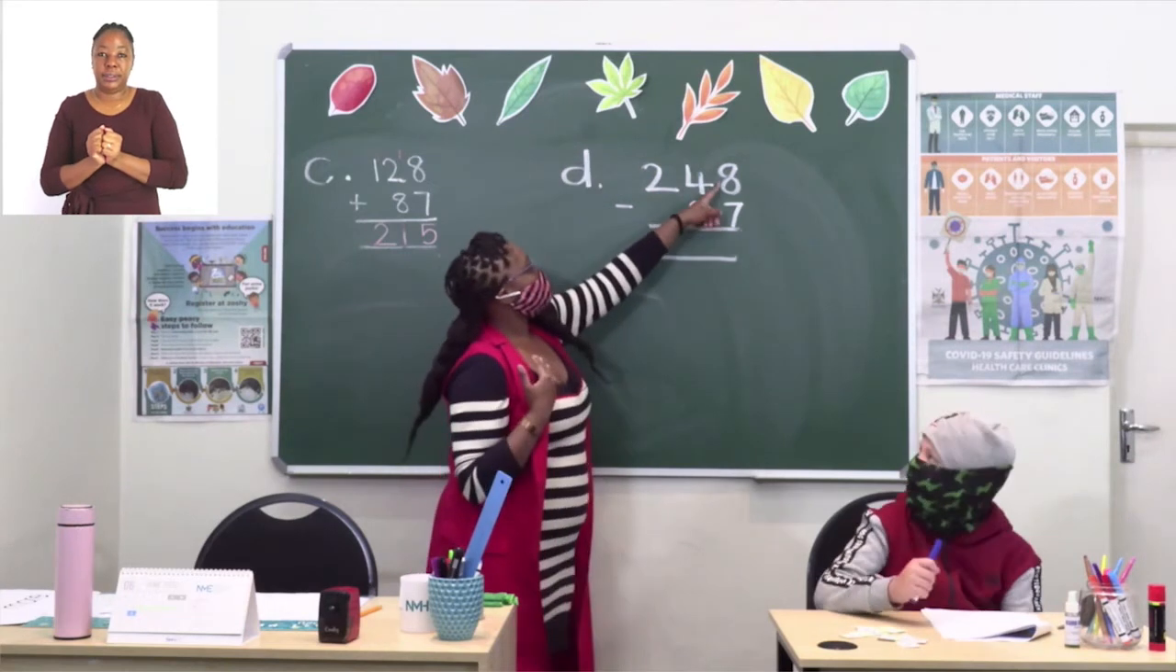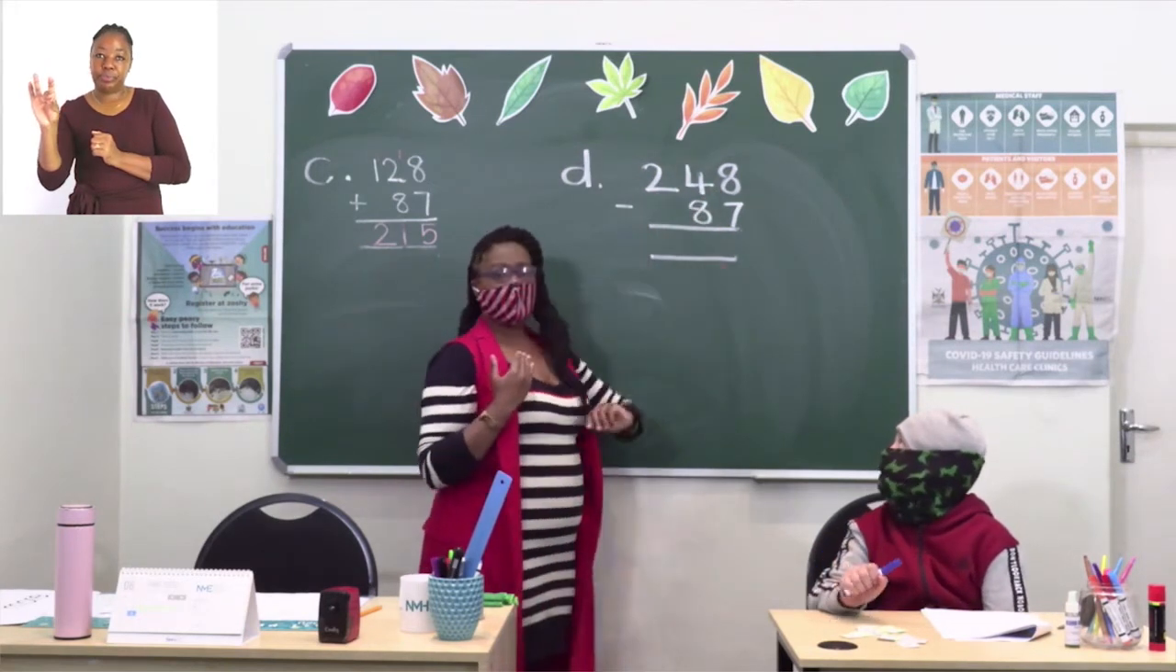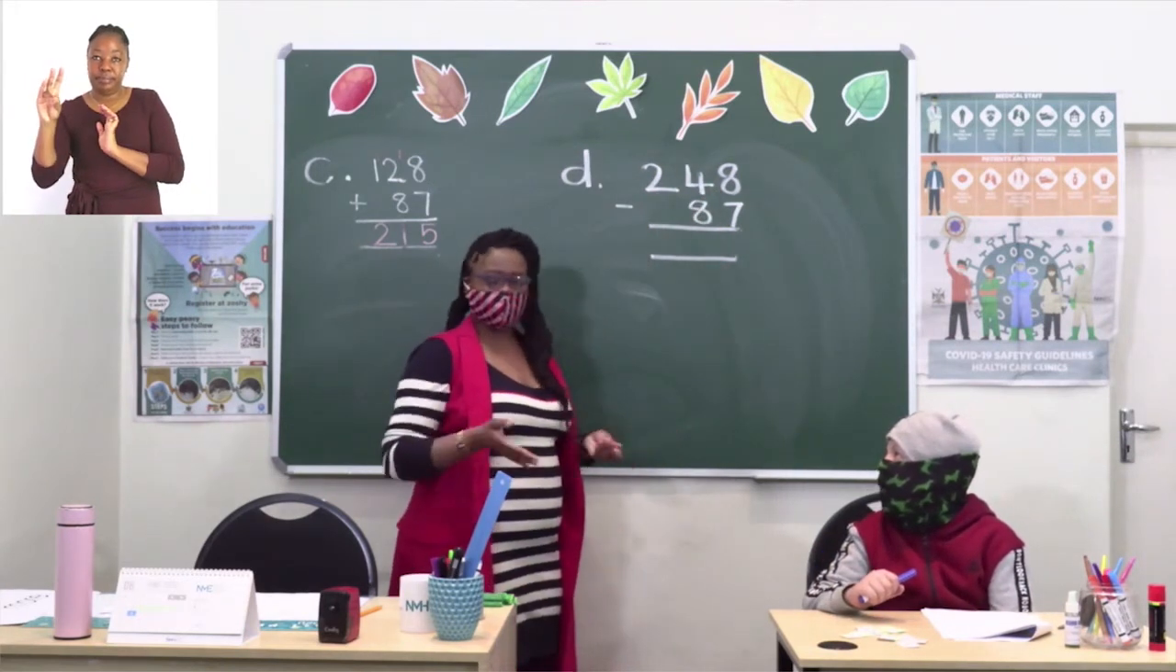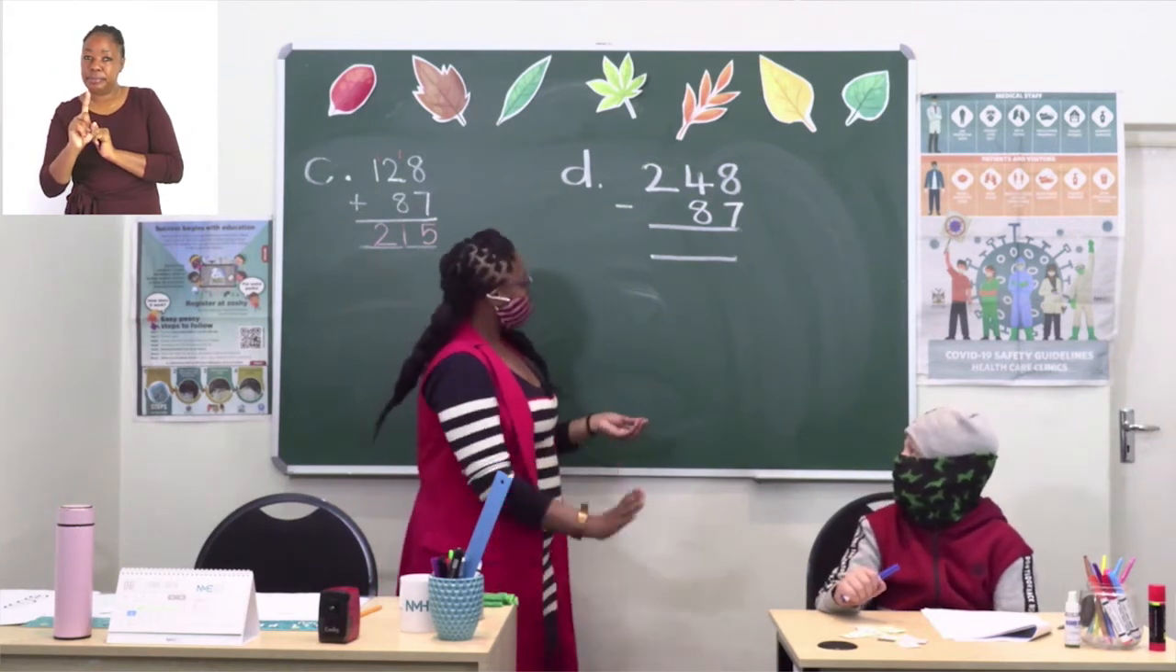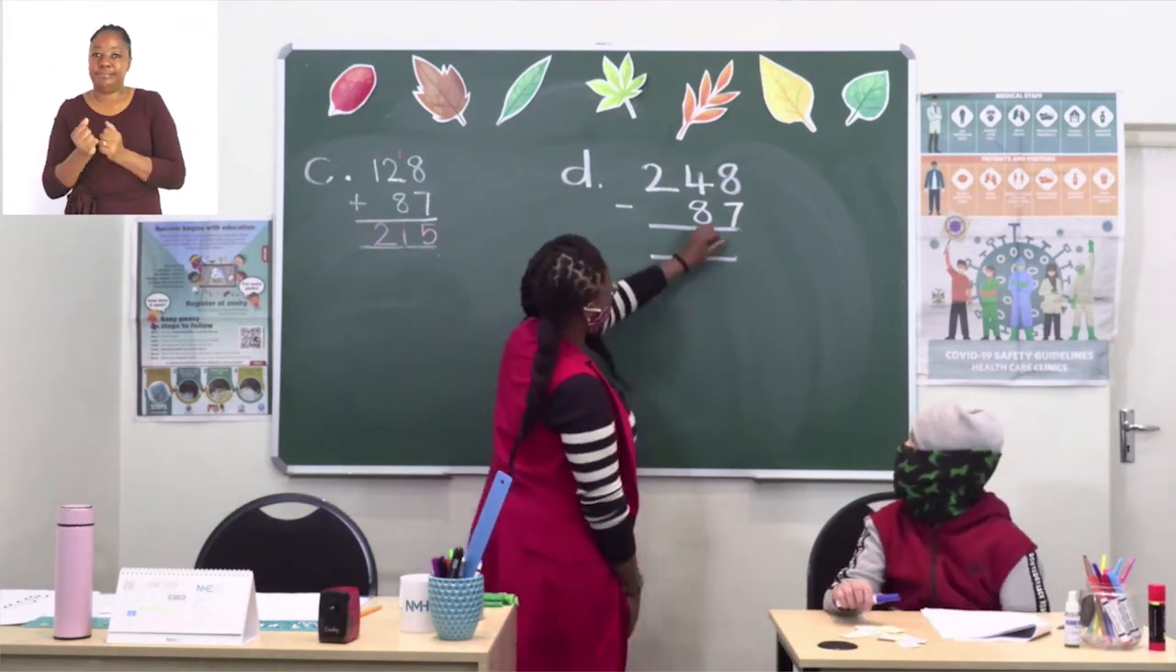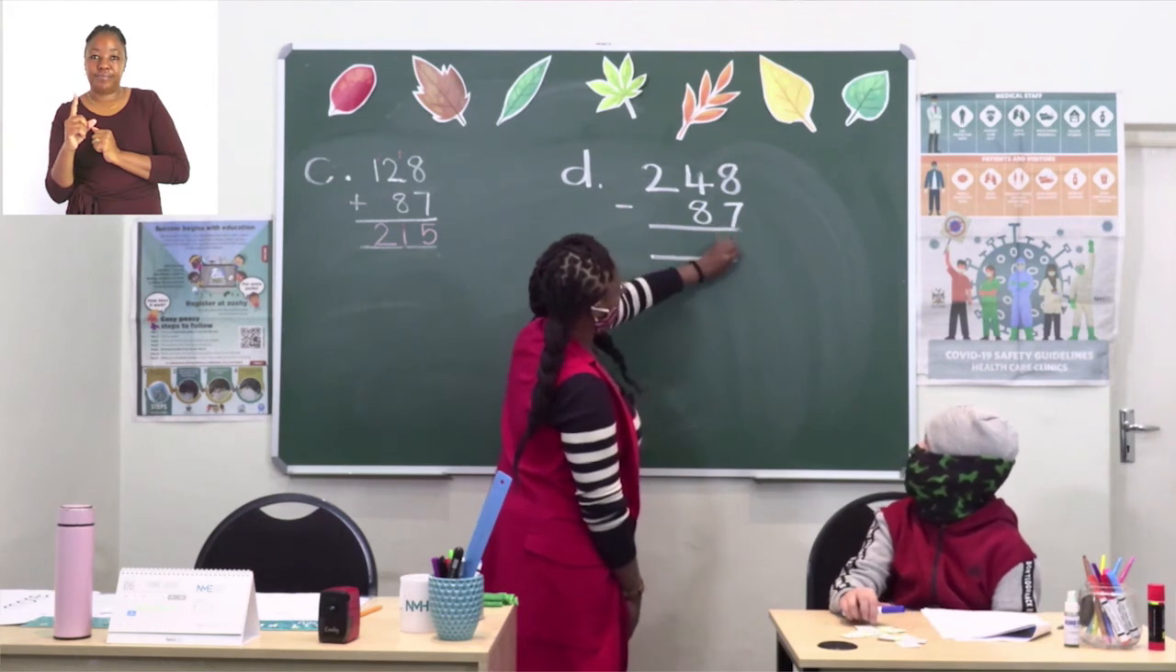It says 8 minus 7. Well, we know what 8 minus 7 is. It's very simple, isn't it? 8 minus 7 is 1. So we have no problems here.